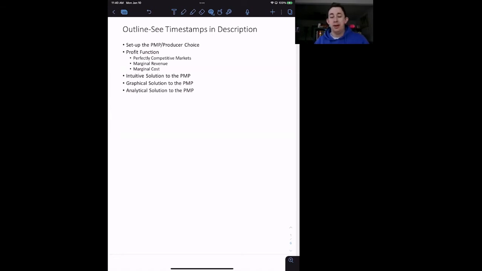Then we are going to talk about an intuitive solution of the profit maximization problem. We'll use that to find the graphical solution to the profit maximization problem. And then finally, we will get even more into the math and talk about the analytical solution to the profit maximization problem. And in doing so, hopefully we will really hammer out why the answer to the profit maximization problem is marginal revenue equals marginal cost. So keep that in mind as we go through the video.